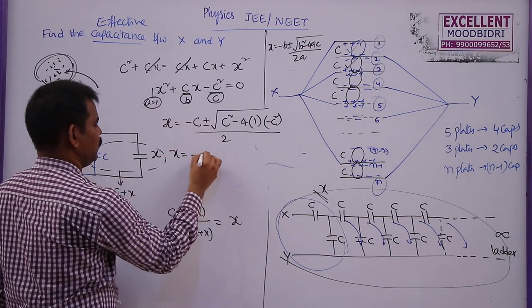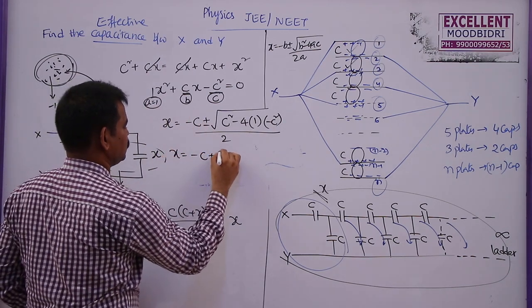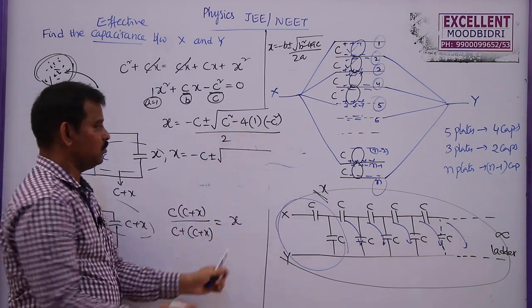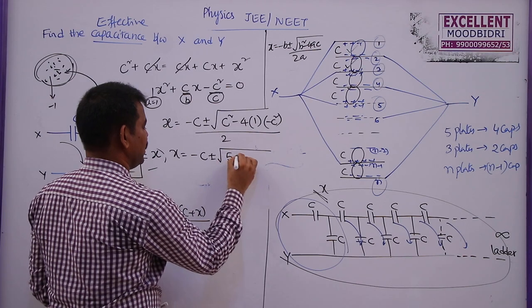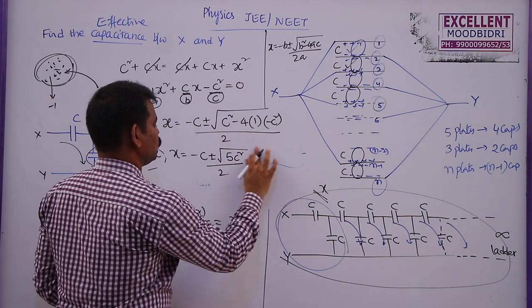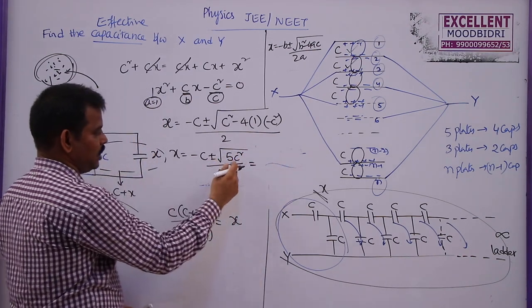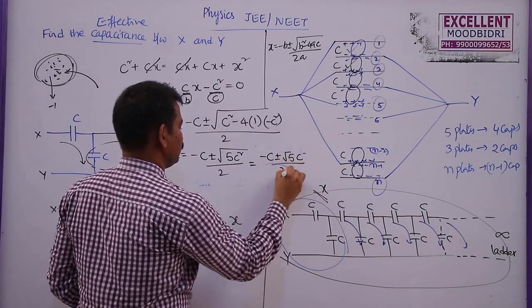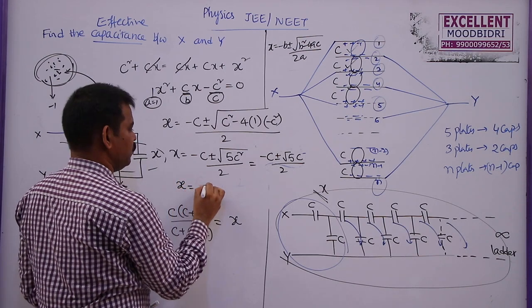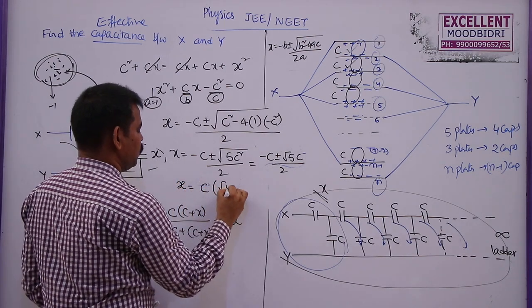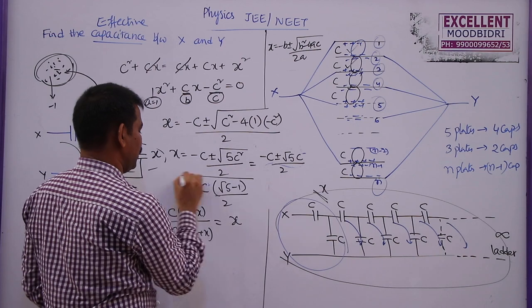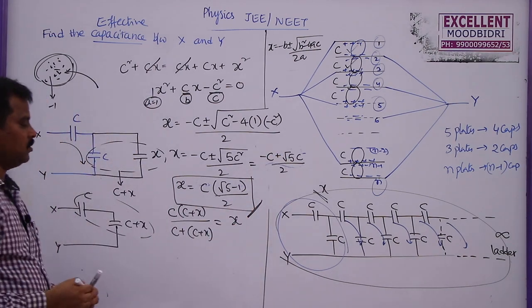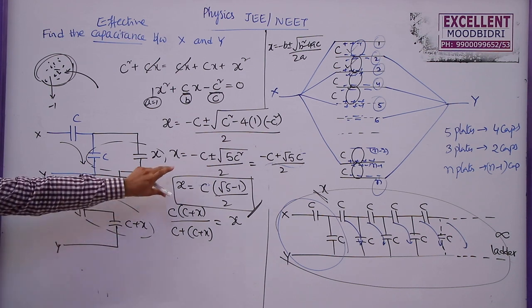So X value will be minus C plus or minus root over C square plus 4C square, that is 5C square, by 2. So this is equal to root 5 C. So minus C plus or minus root 5 C by 2. So the X value will be, if you take C common, root 5 minus 1 by 2. I am taking only the positive value here. I am neglecting this negative value. So this is the effective capacitance of this ladder circuit, very very important for competitive exams.